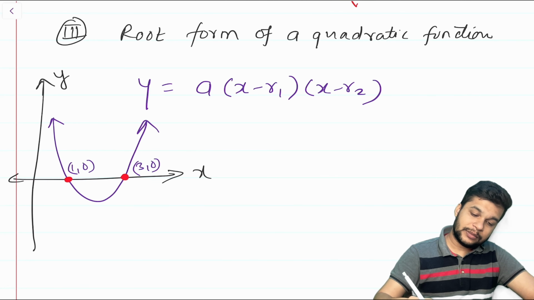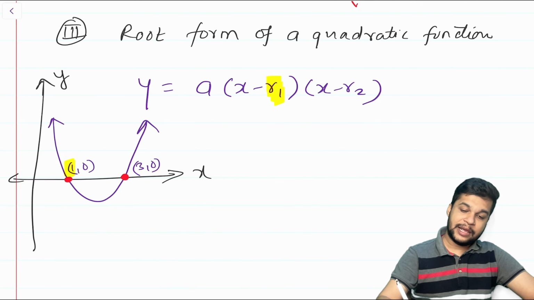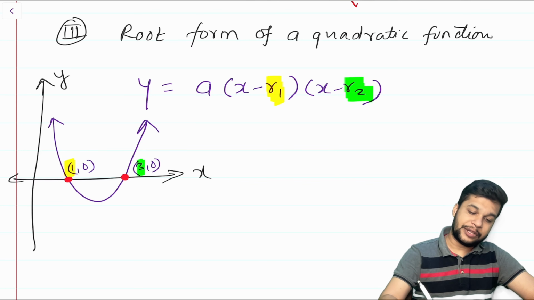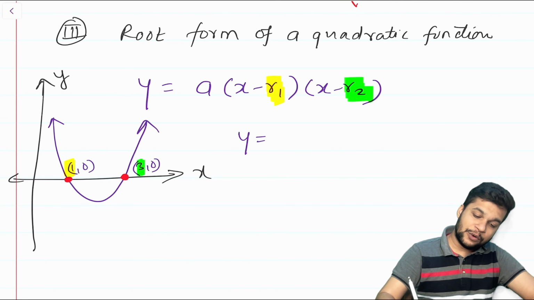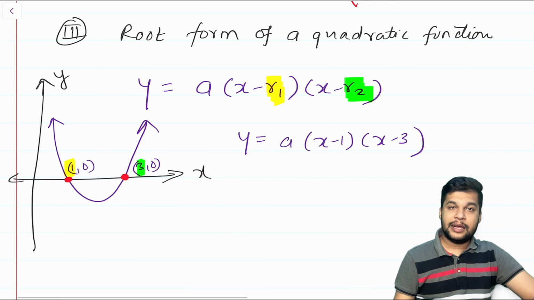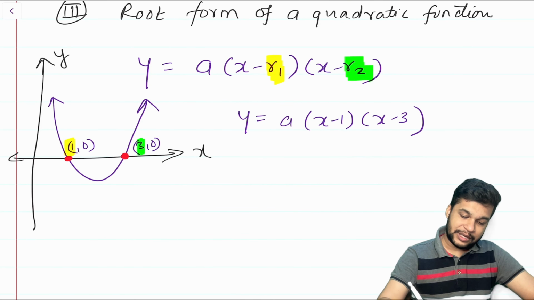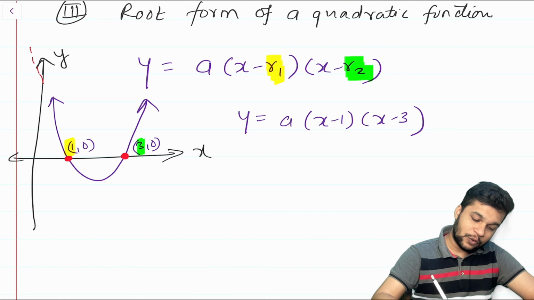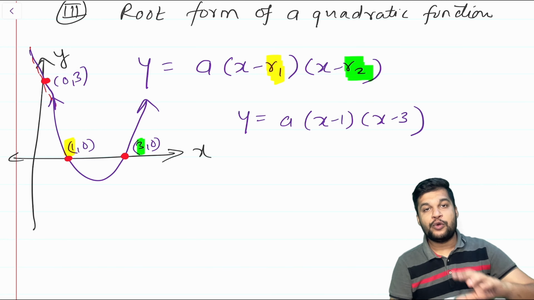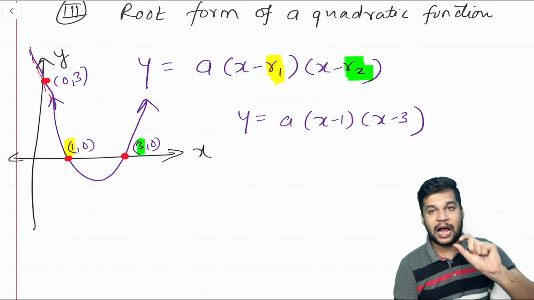Okay, so let us use the root form. We know that the value of r1 is 1, and the value of r2 is 3. So let's plug in those values. So y equal to a times x minus 1 into x minus 3. Okay, I need one more information. Let's say the graph is passing through over here. Let's say the graph is something like this, and let's say it is passing through 0, 3. So this is the information that you have. You have two roots and you have a point from where the graph is passing through.